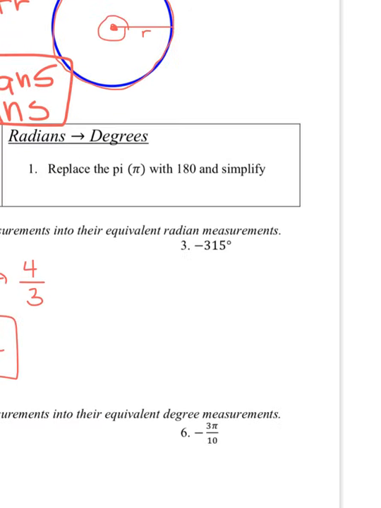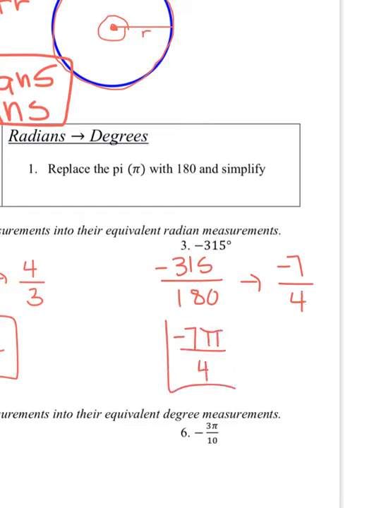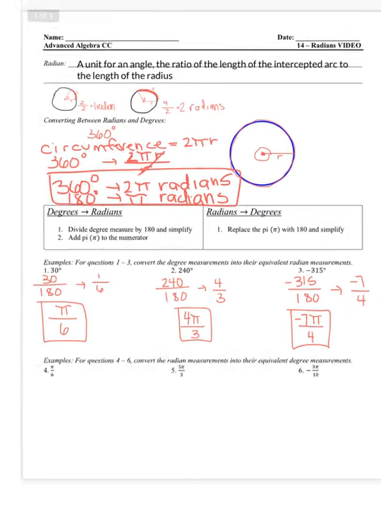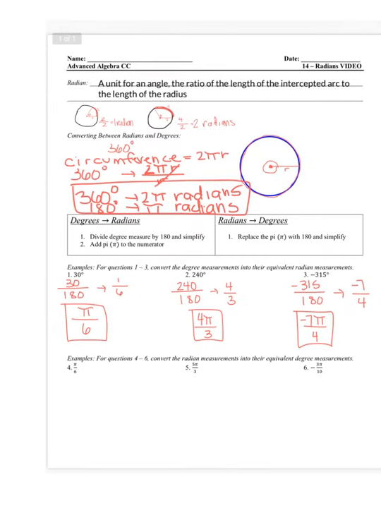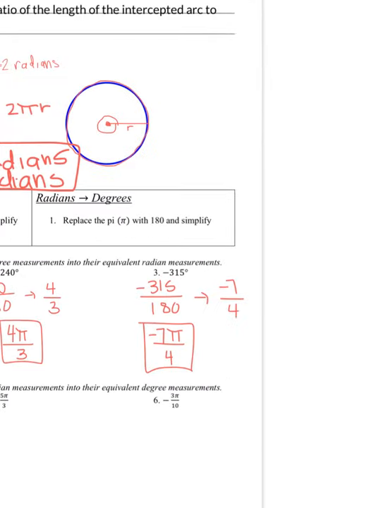Number 3. Take the degree, divide by 180, and simplify that. This one will give me -7 over 4. So this is -7 pi over 4 radians. Okay? Even if you wanted to, I already told you before that 360 degrees is 2 pi. So 360 divided by 180 is 2. And that's really 2 over 1, so the pi goes in the numerator. Okay, so it works like that also.